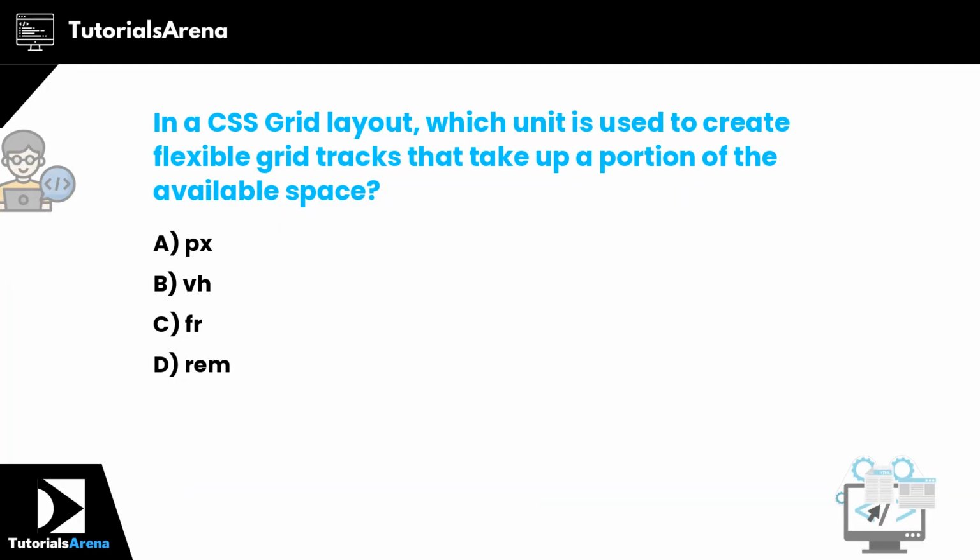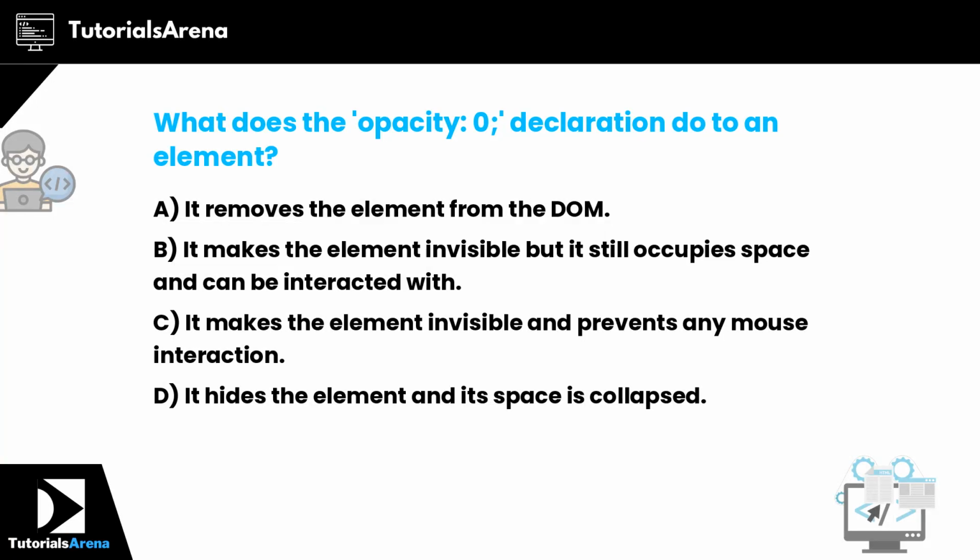In a CSS grid layout, which unit is used to create flexible grid tracks that take up a portion of the available space? The correct answer is option C, FR. What is the effect of the opacity 0 declaration on an element? The correct answer is option B. It makes the element invisible, but it still occupies space and can be interacted with.